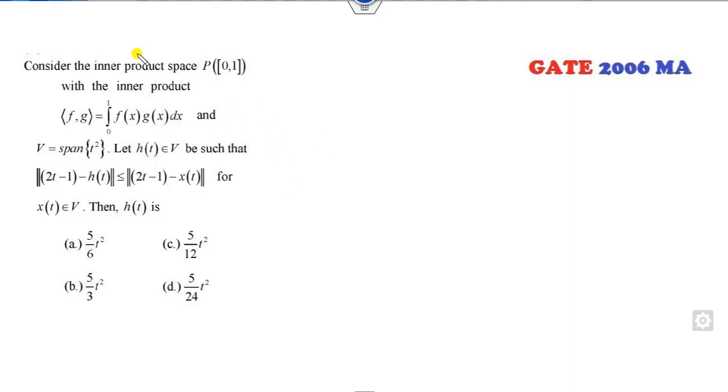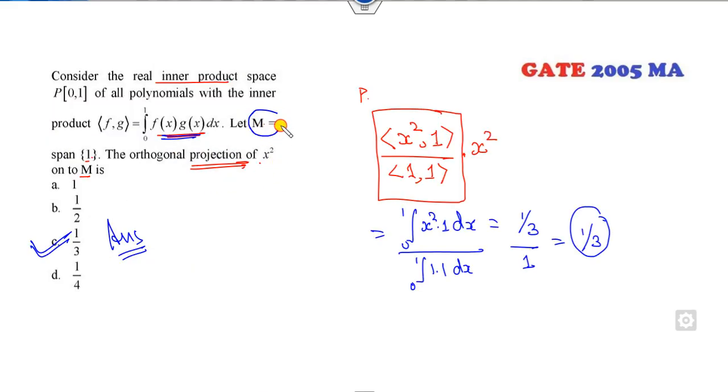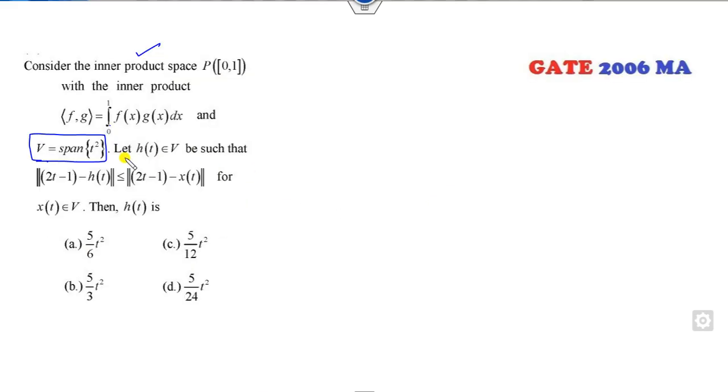Okay, look at this one. Again the inner product space is given to you. V is the span of this element. Again you can see this is similar to this. M is the span of 1. So what is the meaning of that? What kind of elements are there? Alpha times 1. Fine. So same for here.